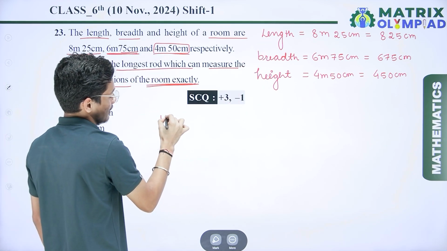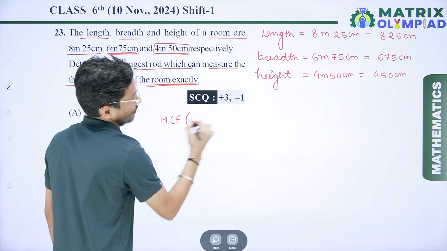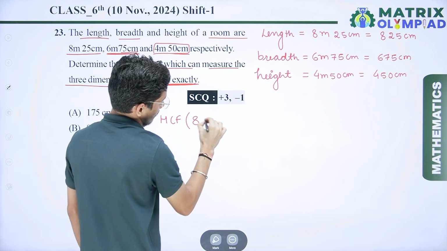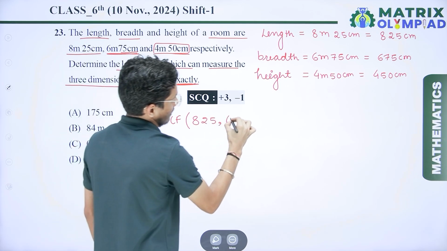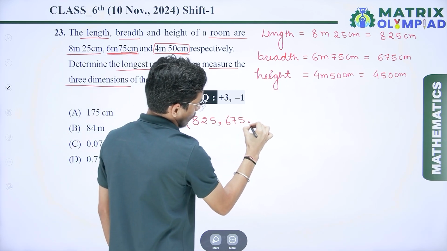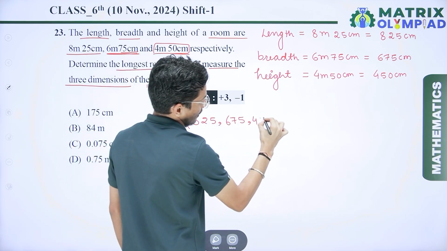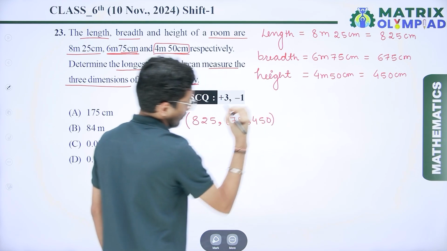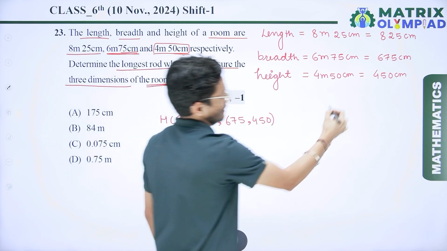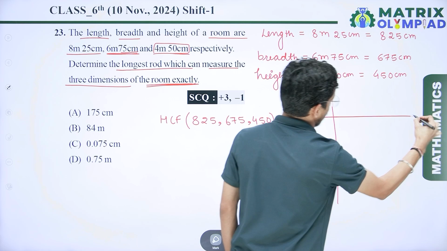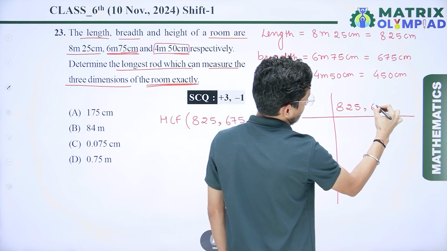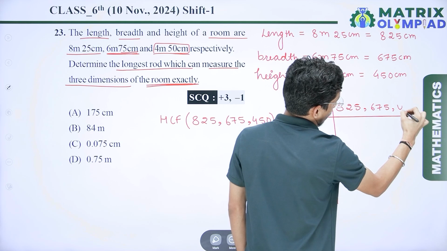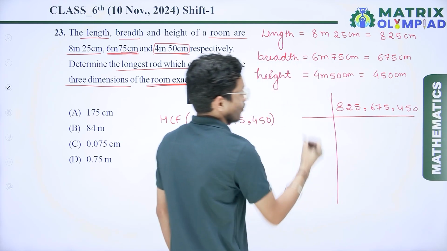So I can write here HCF of 825, 675, 450. So let's start. We have to find here HCF. So HCF of 825, 675, 450. So here first I take 3.